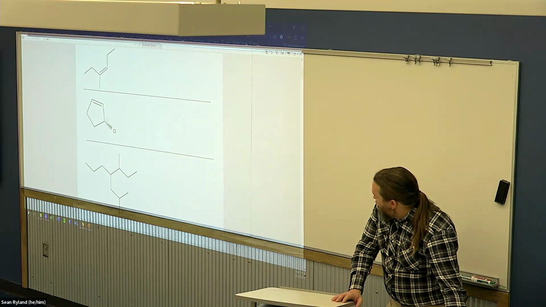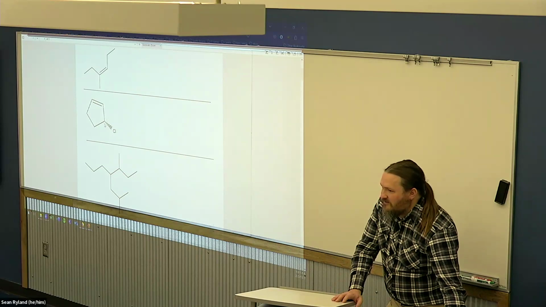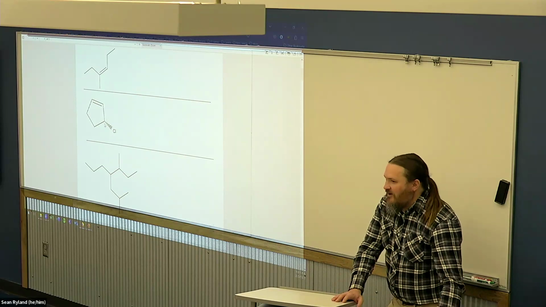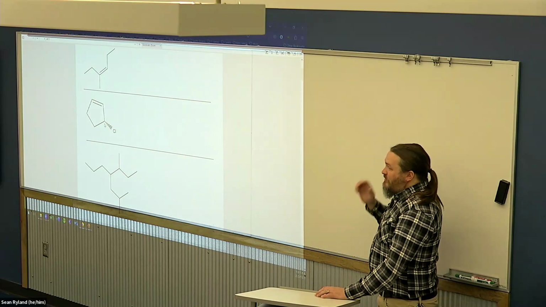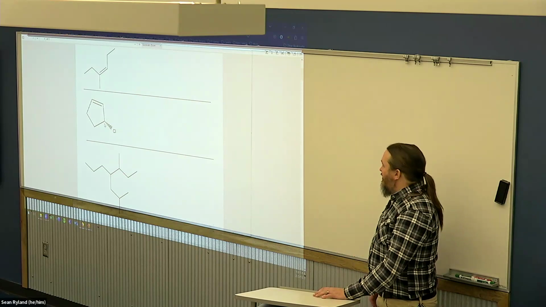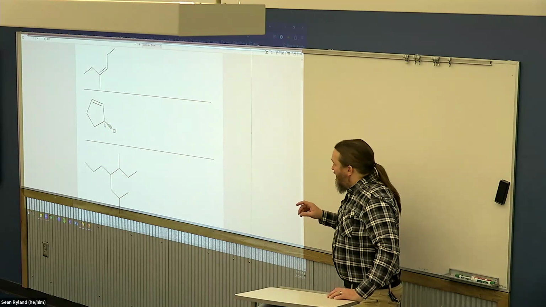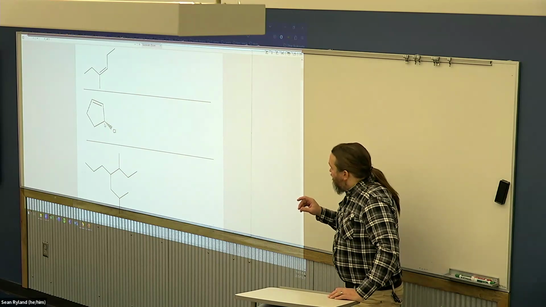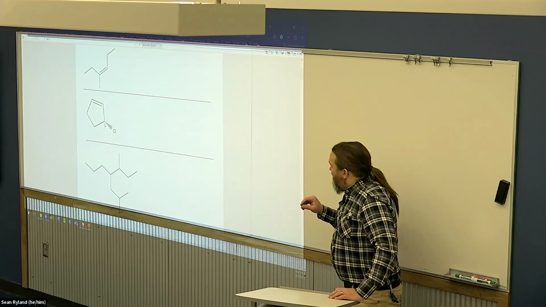Two people got this wrong. It's R, not an S. Maybe 3 people put S. I think 2 people put S instead of R, and 1 person forgot to assign stereochemistry at all, if I'm remembering properly. No, 1 person.